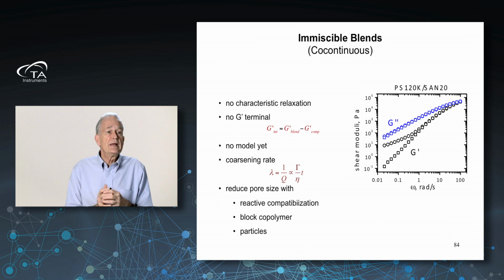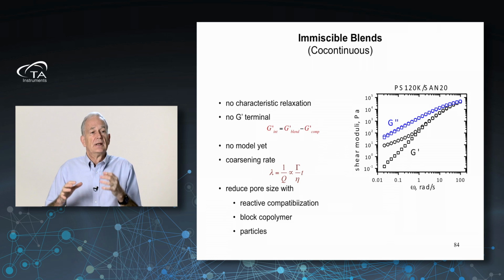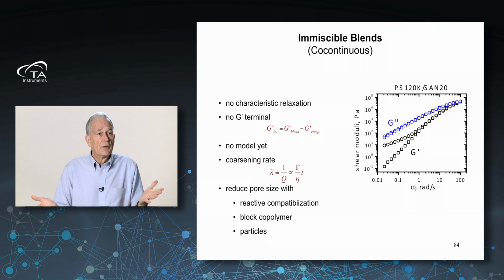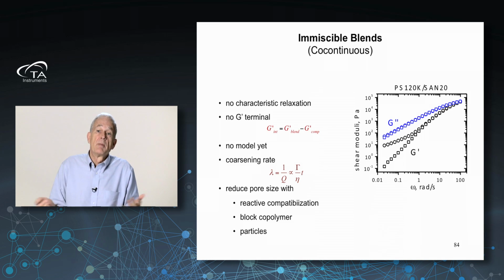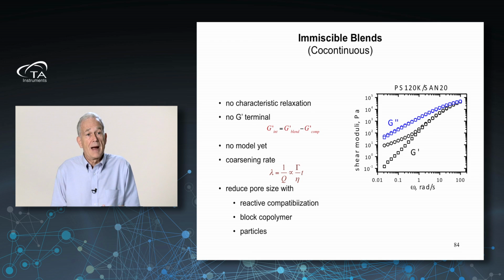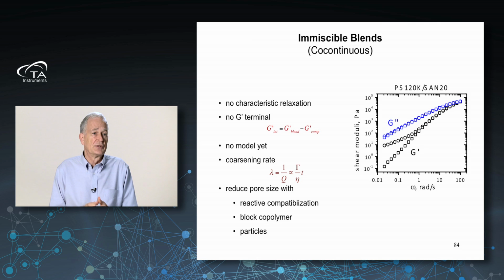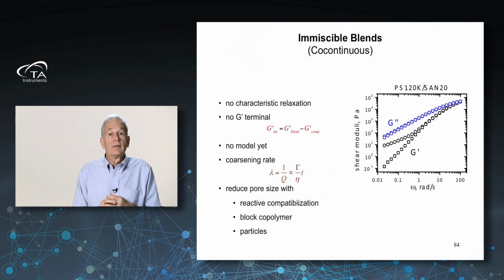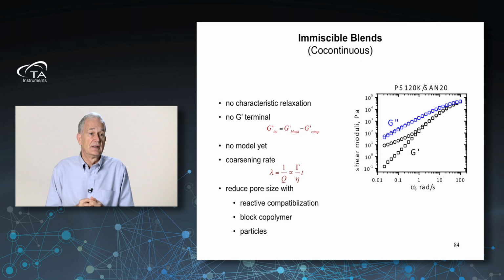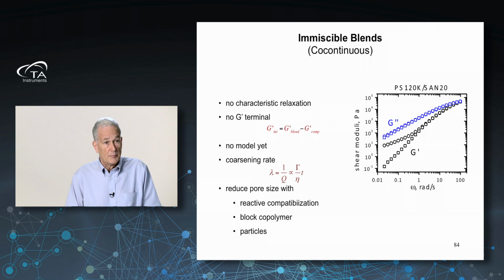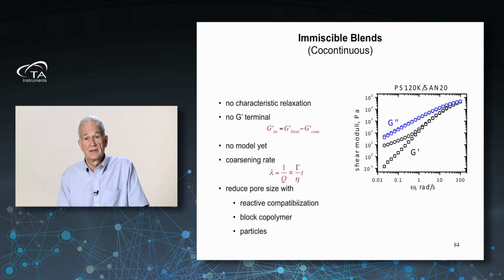The difference between those two curves is the G prime due to the interface, and we can use that to follow coarsening, but there's not a nice model like we could show to get the drop size out. So we haven't found a way yet to get the characteristic size out, but we can measure the coarsening rate. And we can stop the coarsening with the reactive compatibilization and reduce the pore size. Also, by putting particles at the interface, another area we're doing research in, we can stop the coarsening.